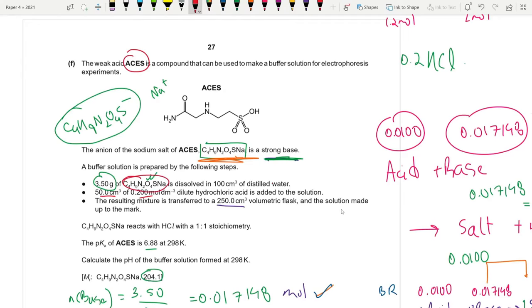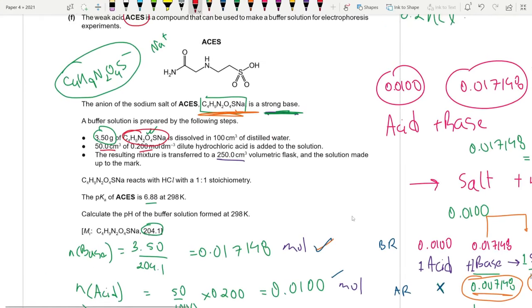Suppose I say that ethanoic acid, like CH3COOH, is an acid; its anion CH3COO minus will be a base. The anion will be a base. But look at this. Since ethanoic acid is a weak acid, its anion is a strong base. Similarly, aces is a weak acid, so the anion of the sodium salt will be a strong base. Similar logic applies here.